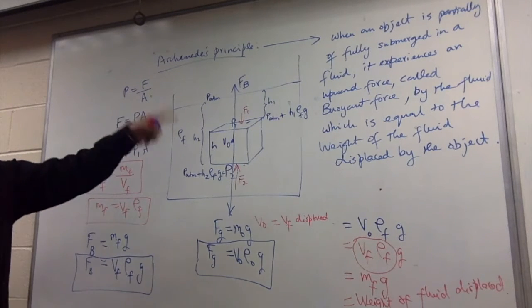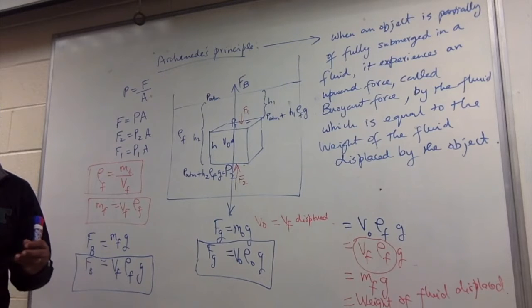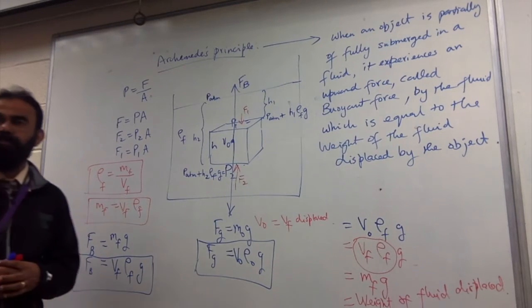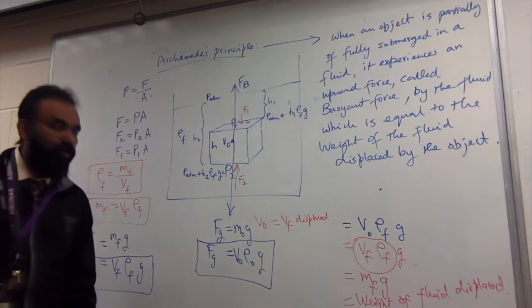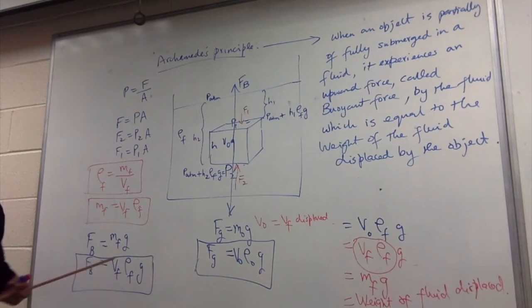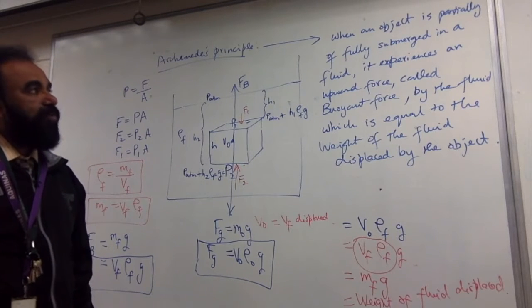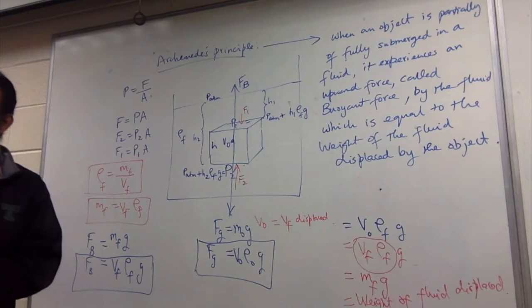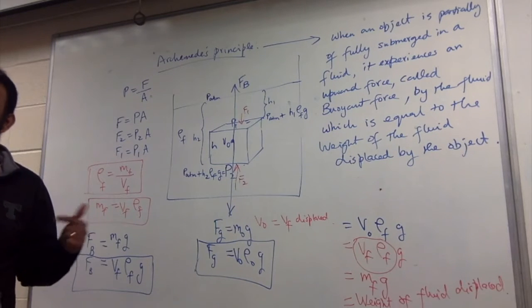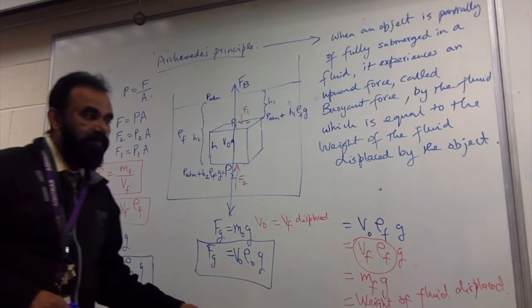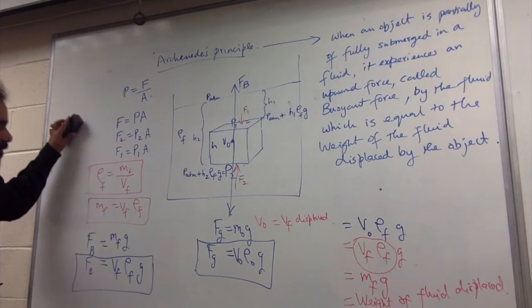As I said, the derivation is useful to understand Archimedes' principle, but you don't have to worry about the derivation much. You should be more worried about these equations, all the equations that I've shown here. So what is buoyant force? When an object is partially or fully submerged in a fluid, it experiences a buoyant force upward, which is equal to the weight of the fluid displaced.